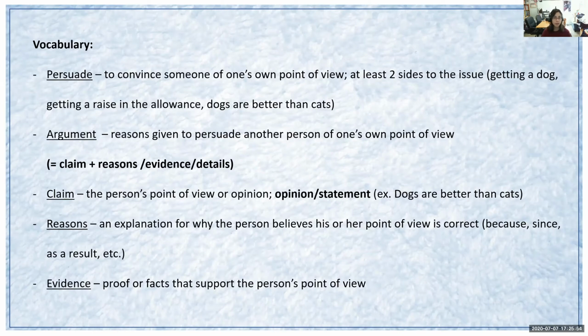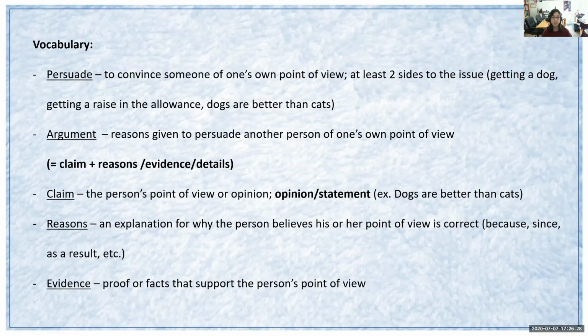Or dogs are better than cats, and then the opposing view would be cats are better than dogs. So you can see that there's always going to be at least 2 angles to any issue that you're trying to persuade someone about. Our next vocabulary word is argument. An argument, or arguments, are reasons that are given to persuade another person to accept one's own point of view. Basically, the components of an argument are a claim, which will be our next vocab word, plus the reasons and evidence and details.